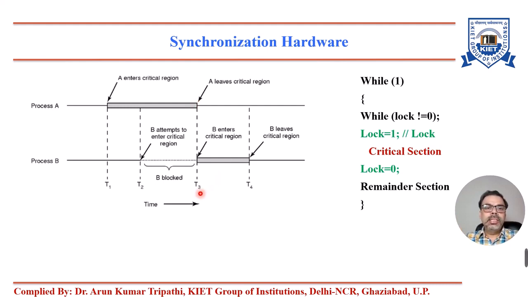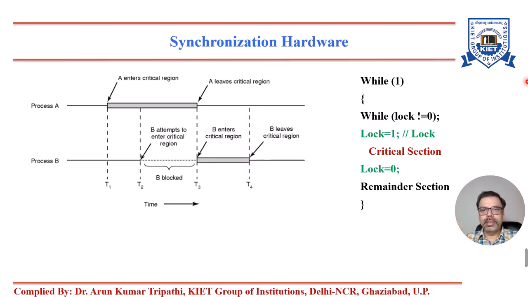So at the time t3, process B can enter into the critical section and it will again lock, disabling the interrupt so that no other process can interrupt it when it is in the critical section. Then after completion of the entire process, it will again re-enable the interrupt so that another process is allowed to enter into the critical section.